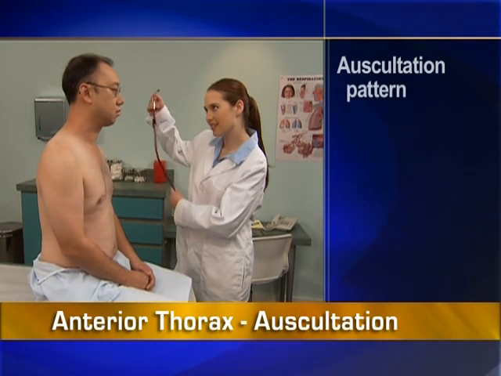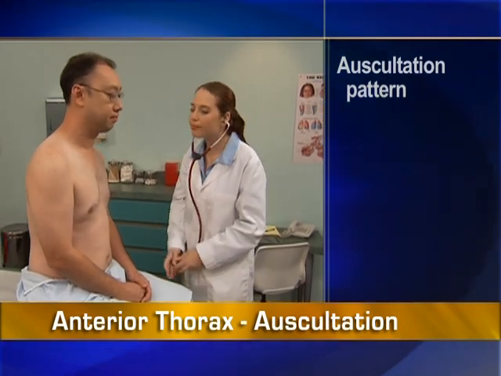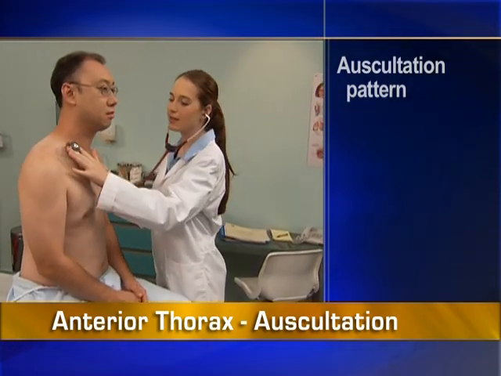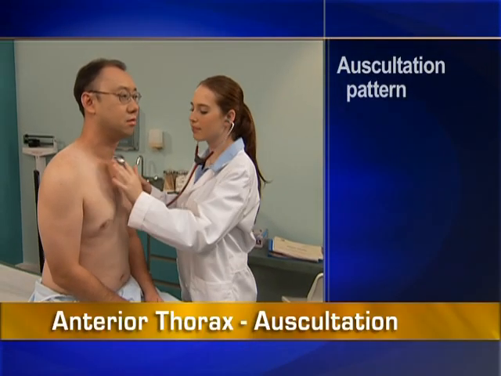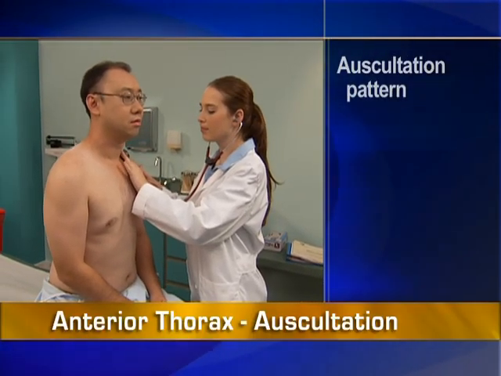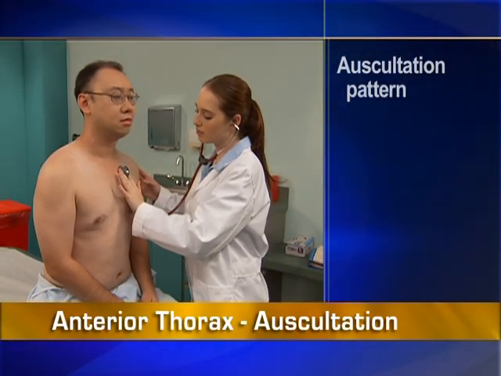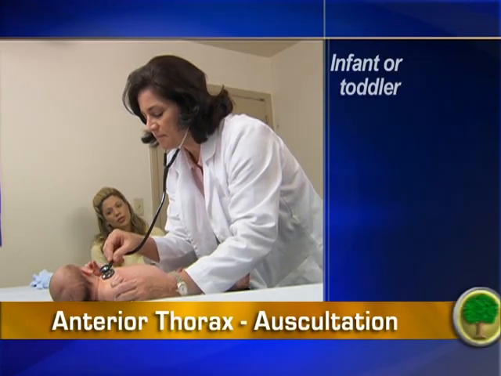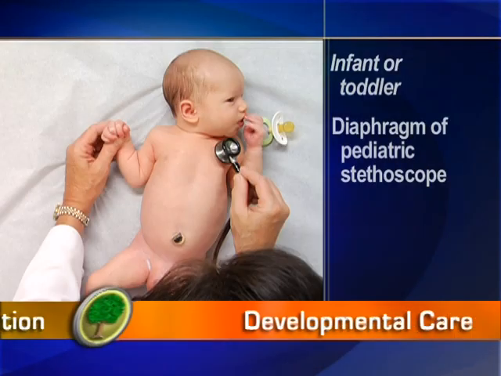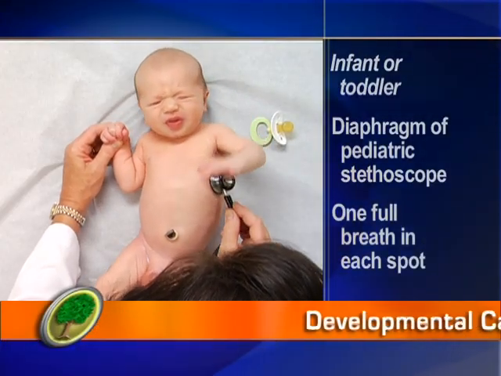I'm going to listen to your lungs now. Using this pattern, auscultate the anterior thorax. Remember to use the diaphragm of the stethoscope. Listen for one full respiration in each location, and compare from side to side. For an infant or toddler, be sure to auscultate with the diaphragm of a pediatric stethoscope. Otherwise, the sounds may be distorted.